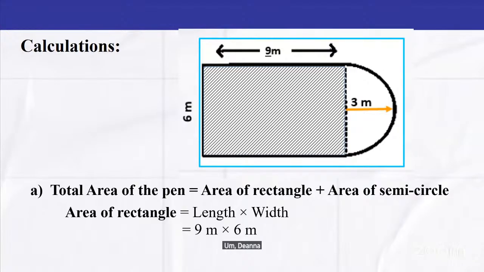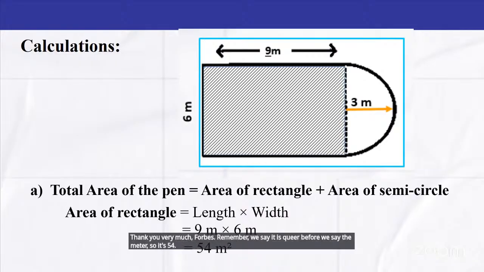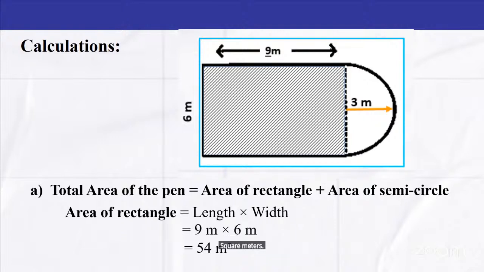Diana says meter square. So Janelle says 54 meters square. Seeing the units coming on here. But I will read Forbes's response, 54 square meters. Thank you very much, Forbes. Remember, we say the square before we say the meter. So it's 54 square meters. Okay? All right, so we have the area of the rectangle. Now we need to find the area of the semicircle.